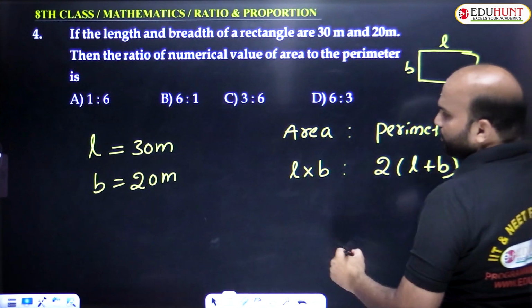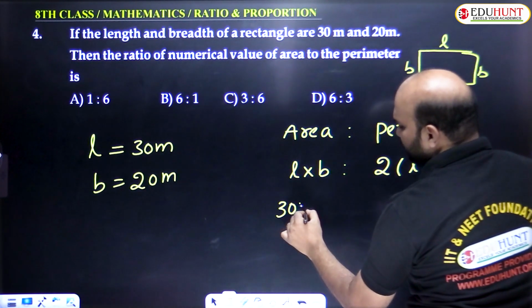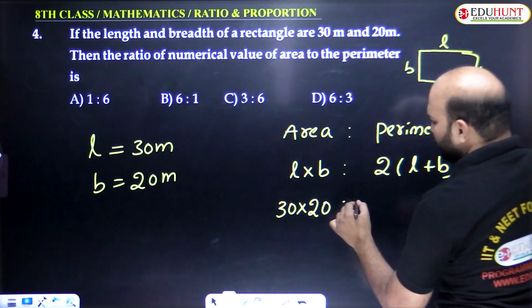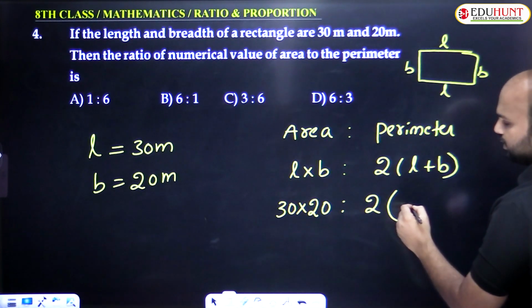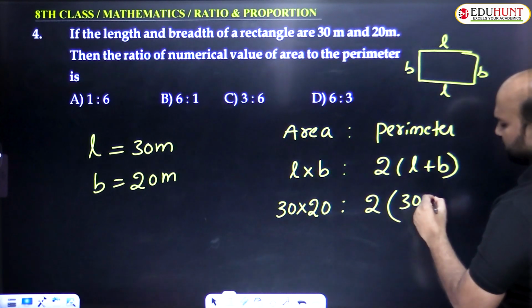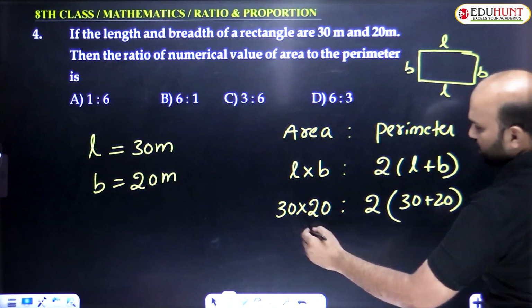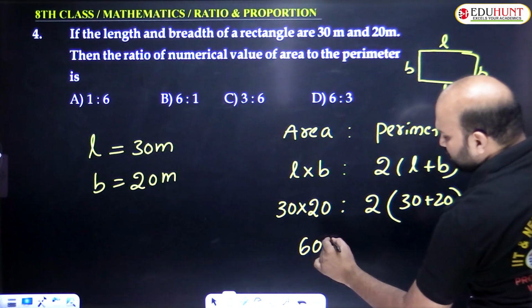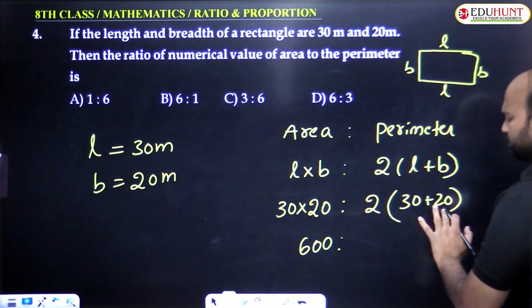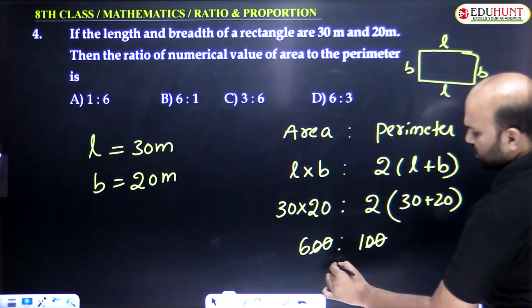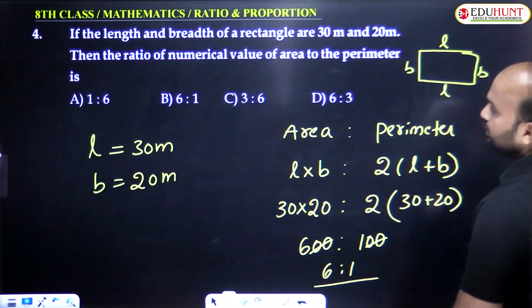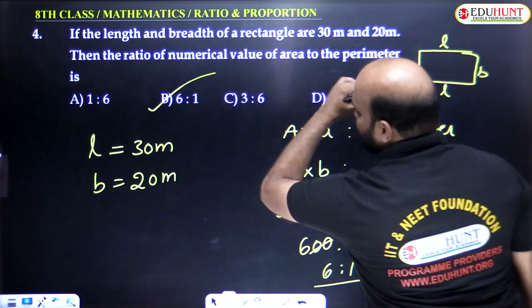So L into B is 30 into 20. Okay. 2 into (L plus B): L value 30 plus B value 20. So you can write it as 30 plus 20. So this is 600, and this is 50 into 2. 30 plus 20 is 50, into 2 is 100. Okay, 20 cancels. Answer is 6:1. That is the final answer. Option B is the required answer.